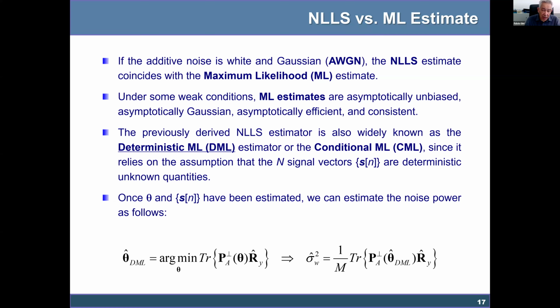Okay, so we derived the nonlinear least square solution, but you may remember that if what we observe is signal plus additive white Gaussian noise, and we want to estimate parameters of the signal, in that particular case where the noise is additive white and Gaussian, the nonlinear least square solution coincides with the maximum likelihood estimate.